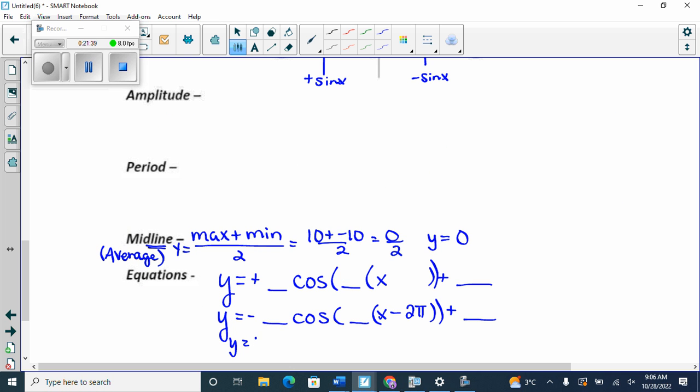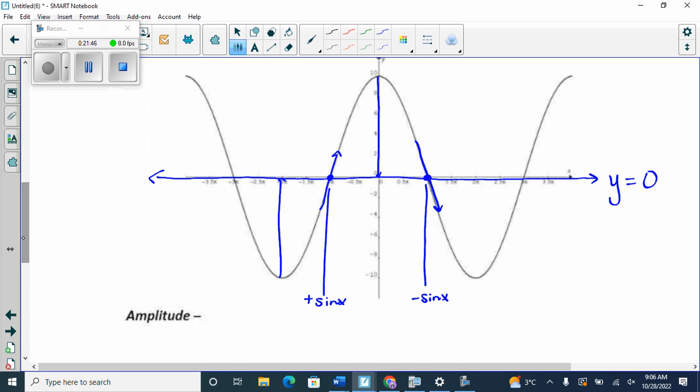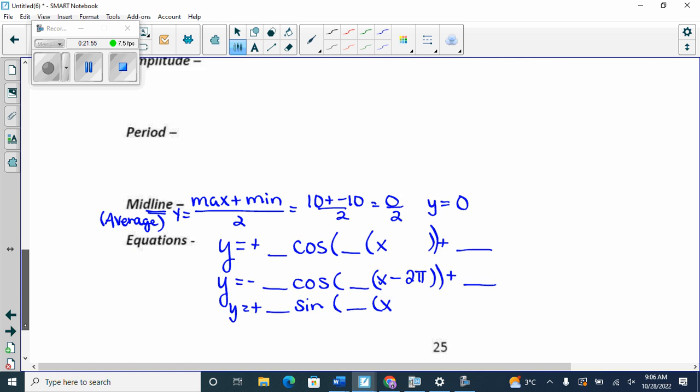Positive cos, we did it already. Positive sine, blank x. What's positive sine going to be? Is that pi? So we're going to go to the left, so we have to do plus.